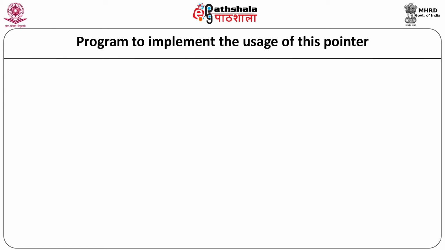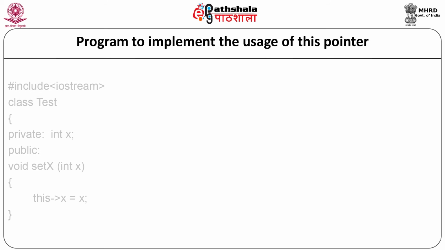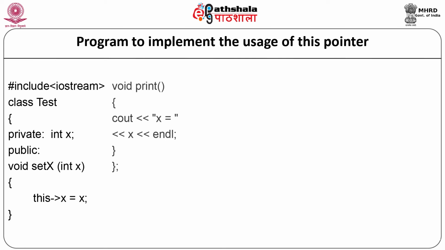Now let's see the usage of this pointer. Now here we are starting with the class test. Here we are having one data member x which is private inside the class. In the public section we are defining two member functions. One is void setX which accepts one parameter integer x. Now here we are using this arrow x equal to x, the member function ends. The second member function is print which will display the value of x on the screen. Cout x equal to x. The class ends with a semicolon.